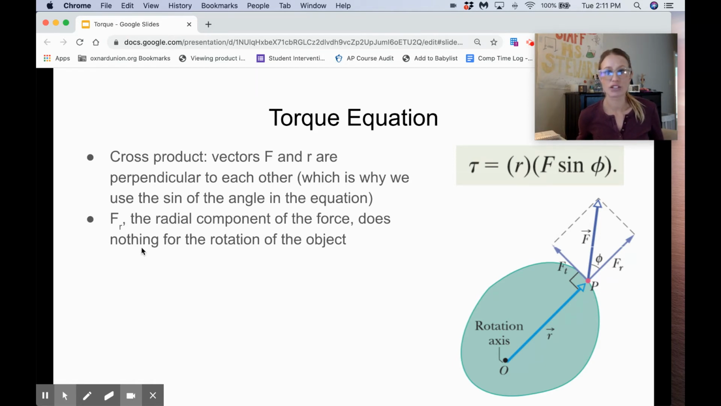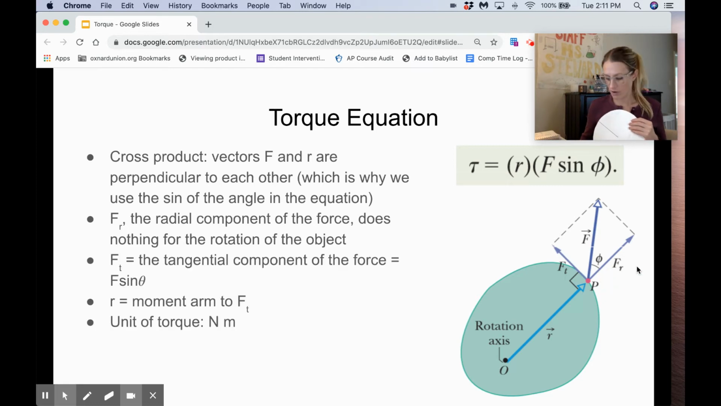Now, F sub r, we call this the radial component of the force. This is not going to put any torque on this object. So it's like if you had something like this that can rotate and say that I'm trying to, at this point, apply either an inward force or pull it outward, it's not going to rotate this object at all, right? Because it's just radially pushing inward or pulling outward. It's not going to rotate.